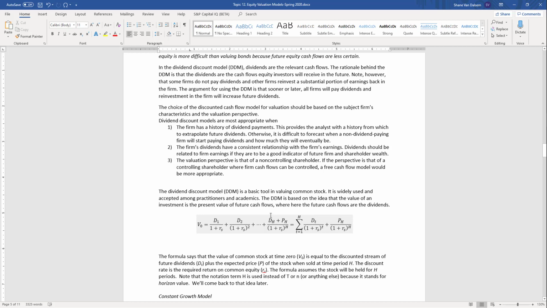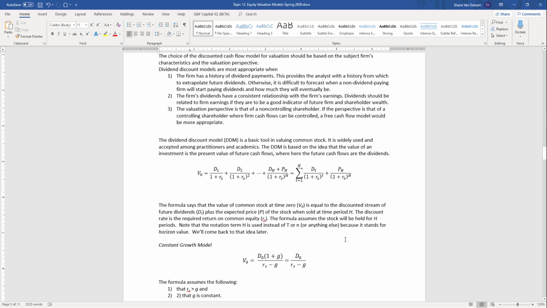H stands for horizon, so D sub H is the dividend at the horizon date, not value, sorry. The dividend on the horizon date plus the price at the horizon date, divided by 1 plus the required rate of return raised to the number of years until the horizon date. And then we can simplify a little bit. It's the sum of all the future dividends discounted back by the required rate of return on equity plus the horizon price or horizon value of the stock discounted back at the required rate of return on equity.